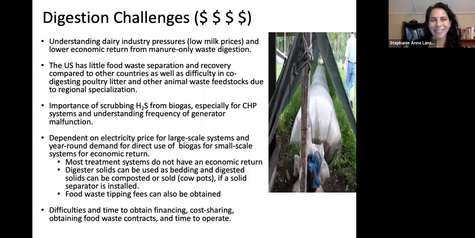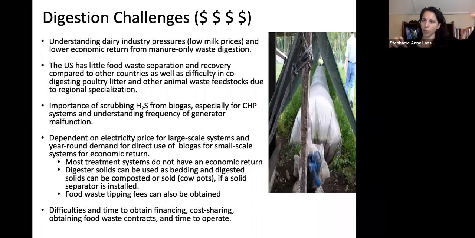There are challenges. There's a lot of pressures. If we think about the dairy industry, with milk prices, they may not have the money to put in these systems. Again, the US has little food waste separation compared to other countries. And we have other feedstocks like poultry litter and other animal feedstocks that in Europe, they tend to co-digest everything together. But since we're so regionally specific, all the poultry litters over here, all the dairies over here, it's more difficult to have those things in close proximity to do some co-digestion.